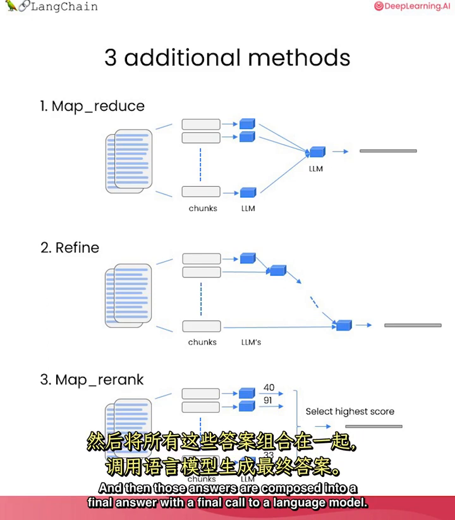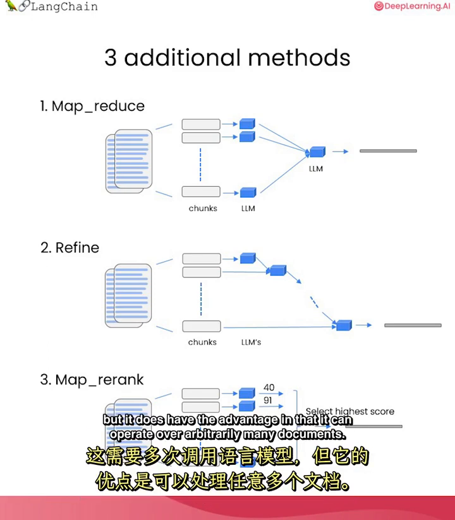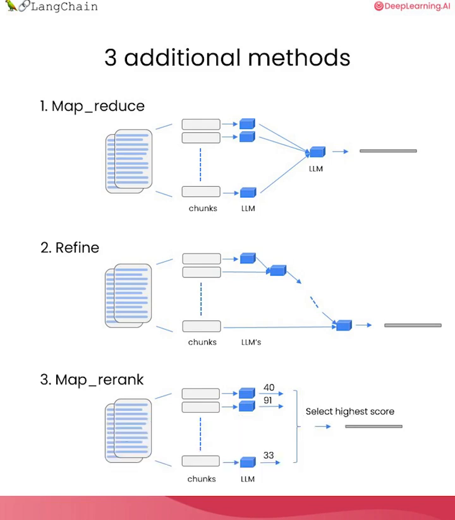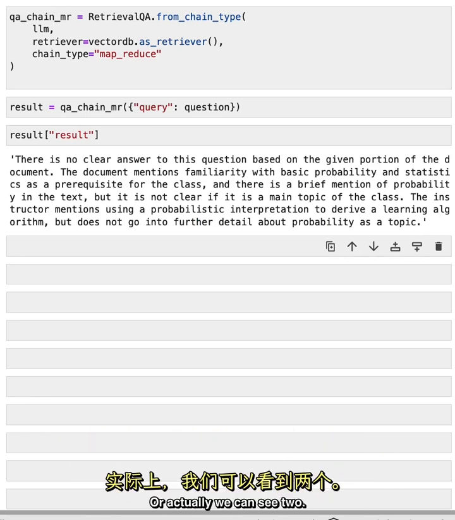And then those answers are composed into a final answer with a final call to the language model. This involves many more calls to the language model, but it does have the advantage in that it can operate over arbitrarily many documents. When we run the previous question through this chain, we can see another limitation of this method. Or actually, we can see two.